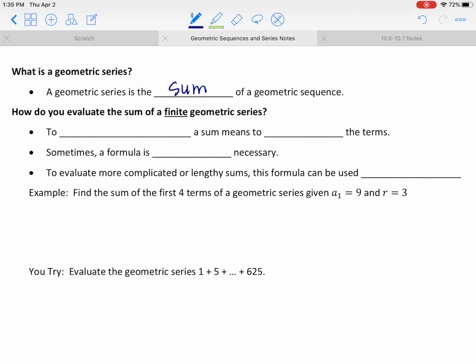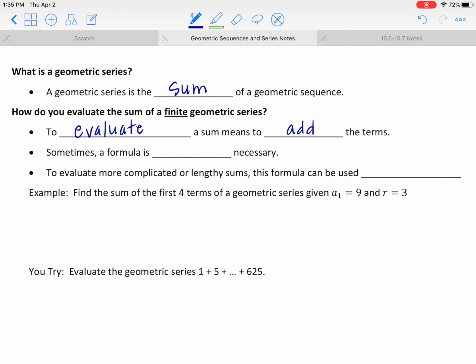So a geometric series is the sum of our geometric sequence, and we're actually going to be able to evaluate or find the value of the sum of both finite and infinite geometric series, and I'll show you the infinite, which sounds crazy, right? I'll show you the infinite in a minute, but for now, if it's finite, that means we have a set list of numbers that stops. If we're going to evaluate the sum, that means to add the terms, right? Add up all the terms, figure out what that sum is equal to.